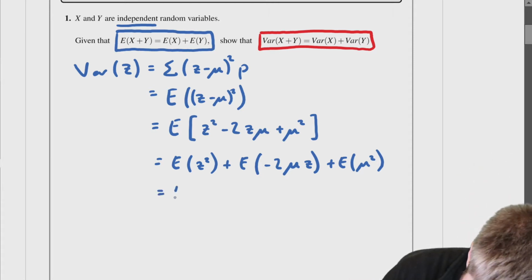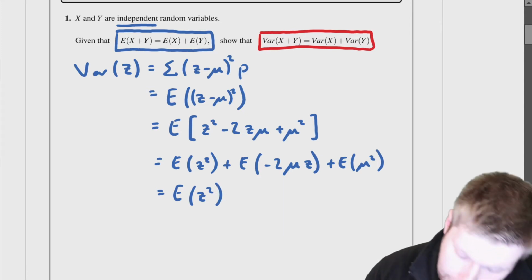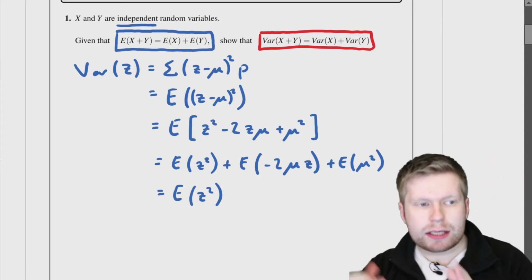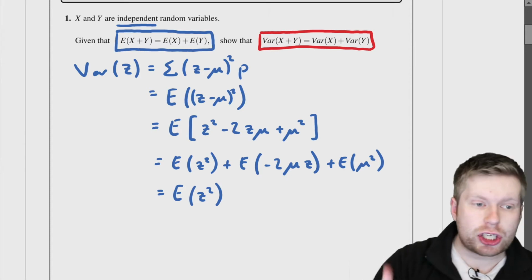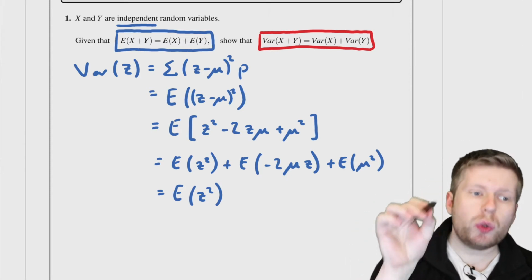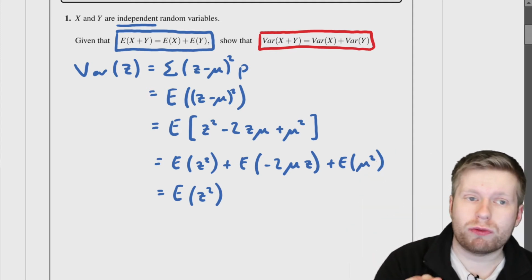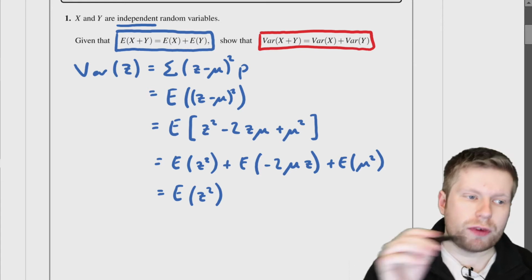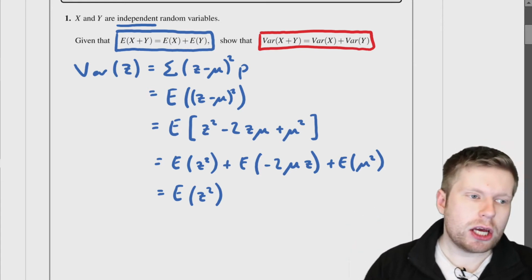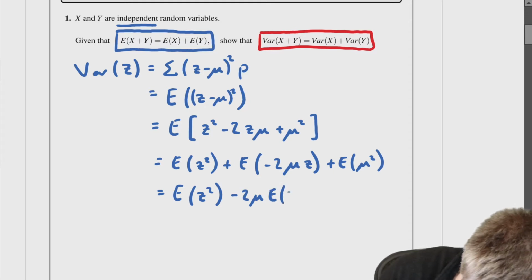Then I can say, well, okay, I've still got the expectation of z squared there. Well, okay, the expectation of negative 2 mu times z, this is just expectation algebra. It's a bit like saying the expectation of a times z, because the 2 and the mu are constant. Mu, remember, represents a mean. That's a mean value which is constant. So the expectation of negative 2 mu times z should just be negative 2 mu times the expectation of z.